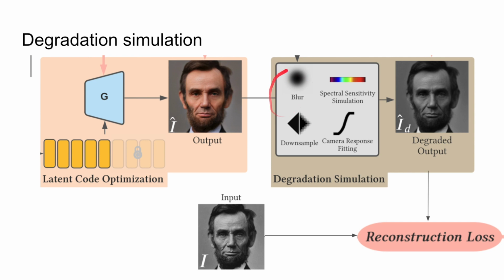So it applies a Gaussian filter to make it blurry just like the input image. It considers the color sensitivity of the film that was used to take that input photo. It downsamples our output to be similar to the input, and it also has the parameters of our camera response curve. Once the output goes through this module, we can simply compare it to our input for the reconstruction loss and backpropagate through our network.